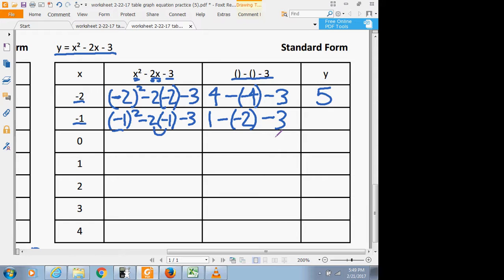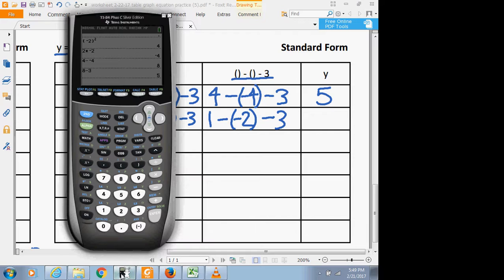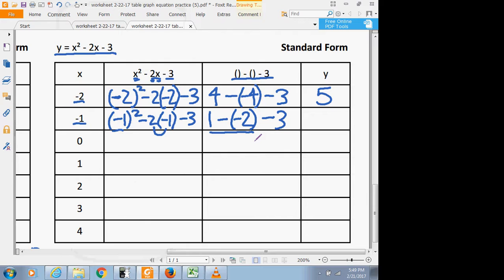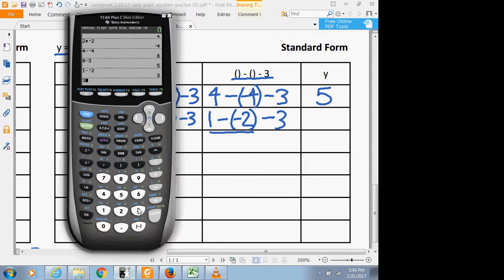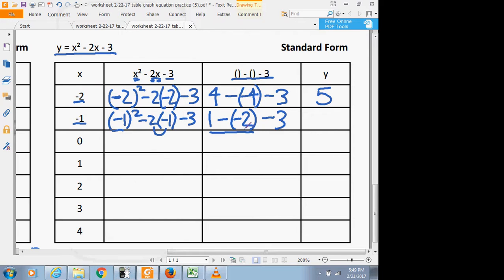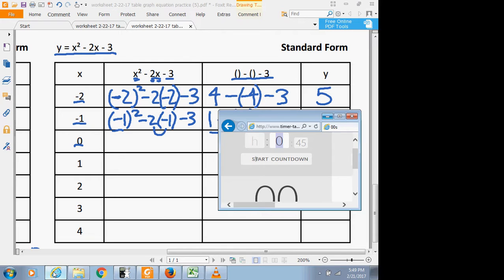So, go to my calculator. 1 minus negative 2 gives me a positive 3. Now I do 3 minus 3. I get 0. Okay. 45 seconds. See what happens when x equals 0. What is y when x equals 0?